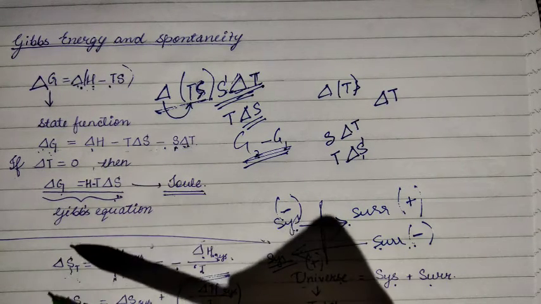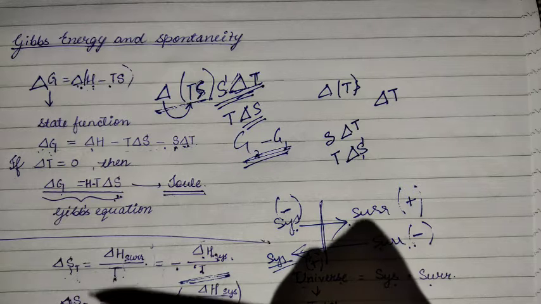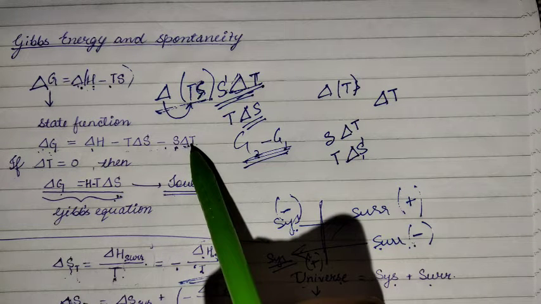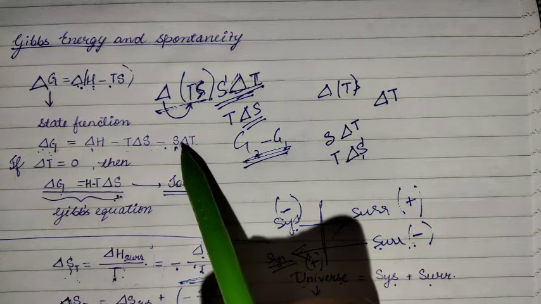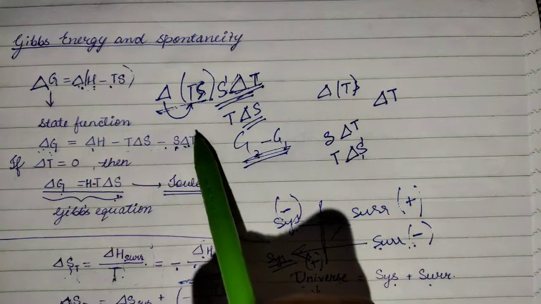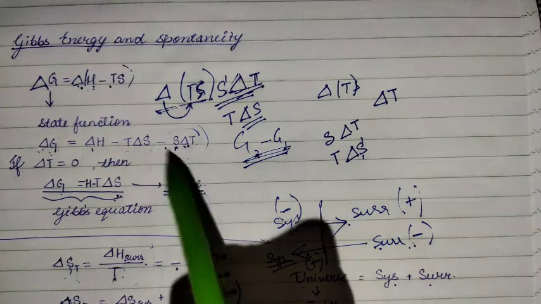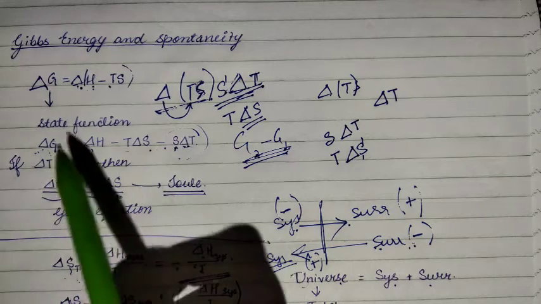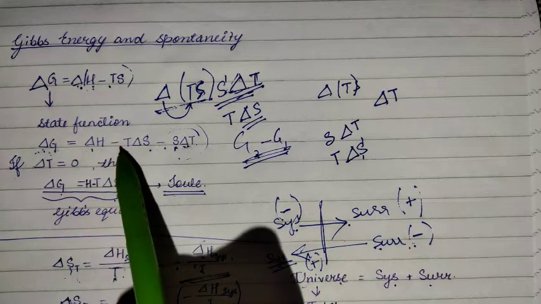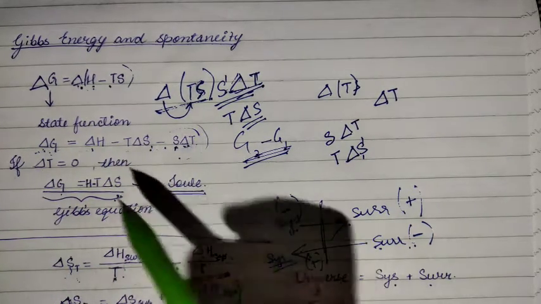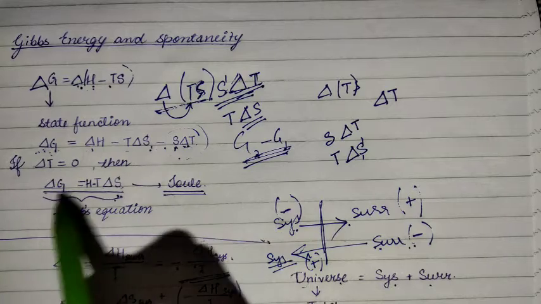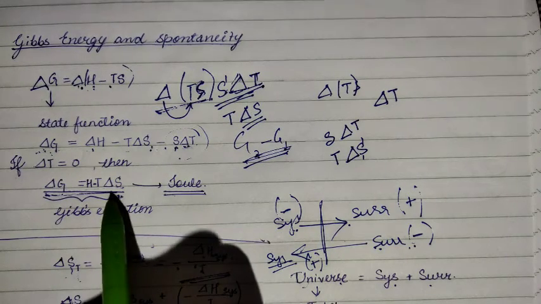Now when we talk about an isothermal reaction, what happens? Delta T becomes 0. So anything multiplied with 0 becomes 0. So S into 0 is equal to 0. So this whole term ultimately becomes 0 and we are left with this equation, that is delta G equals delta H minus T delta S. So for an isothermal reaction, this is the equation.